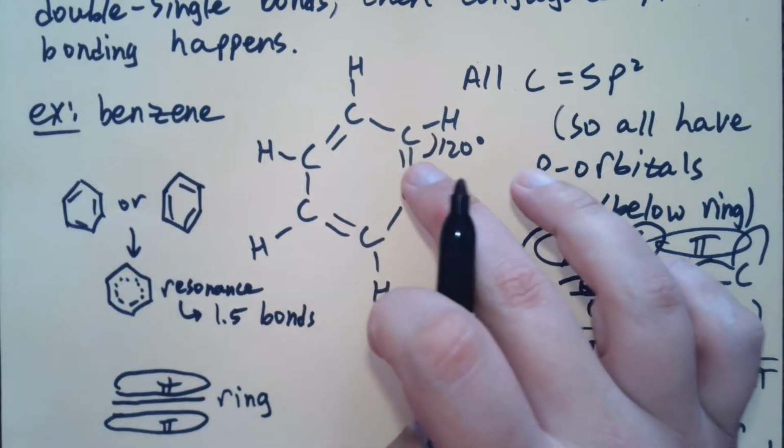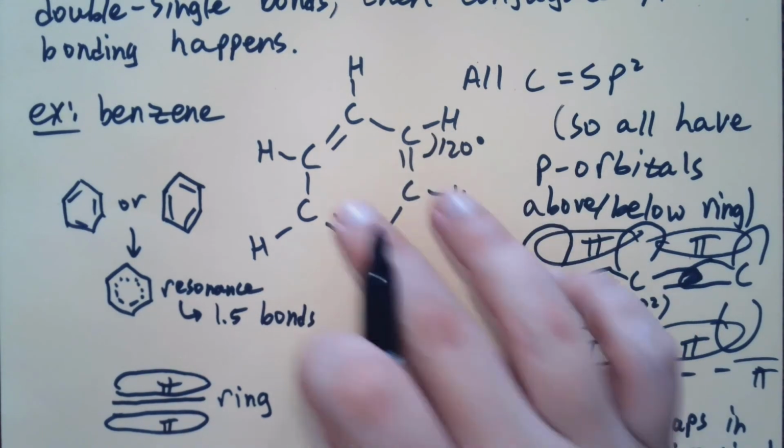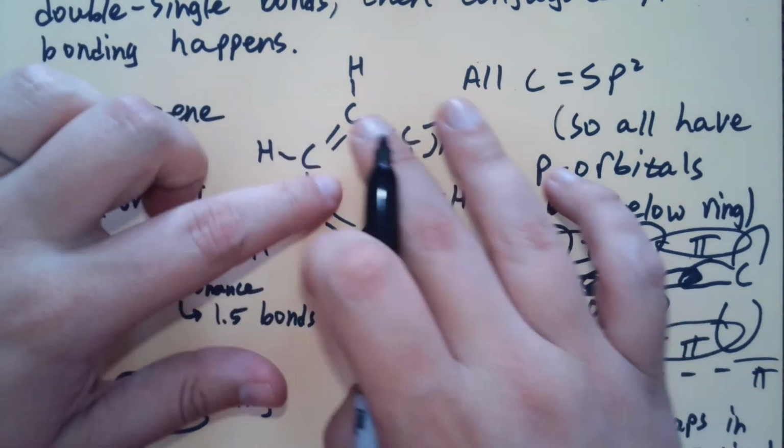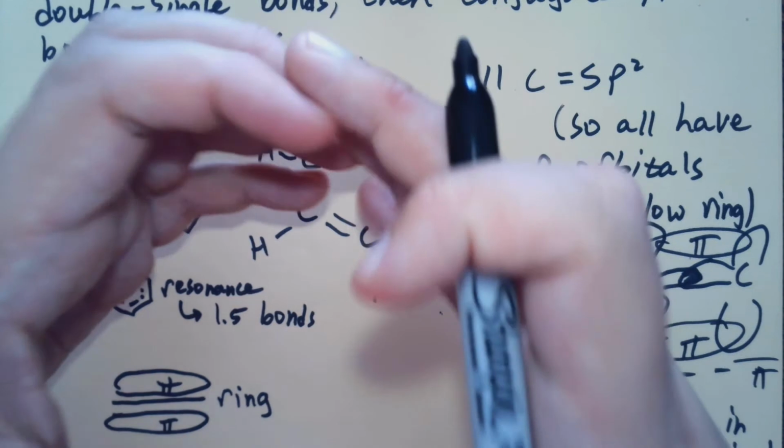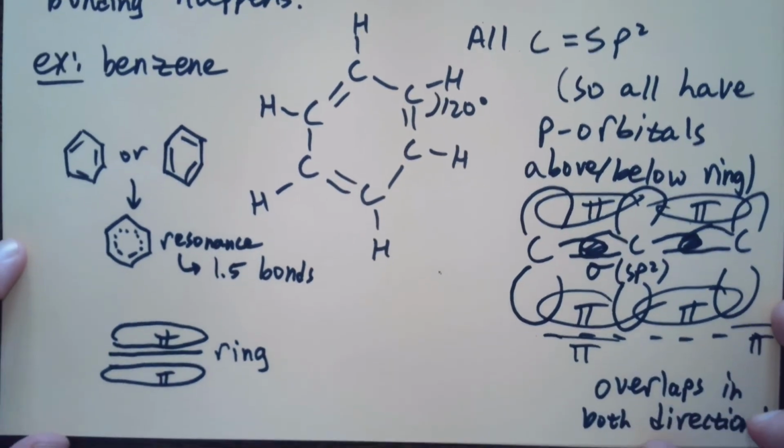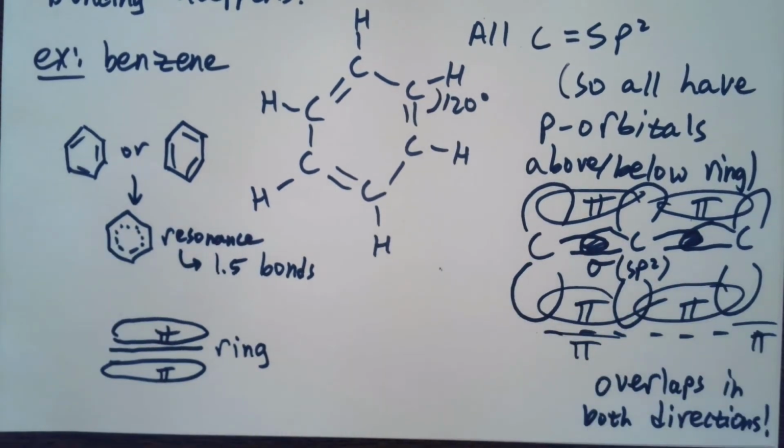And so we have 2, 4, 6 electrons in these p orbitals. So there are 6 electrons being shared around the whole molecule, which helps hold it together even tighter. And so that's kind of the explanation of what's going on with benzene.